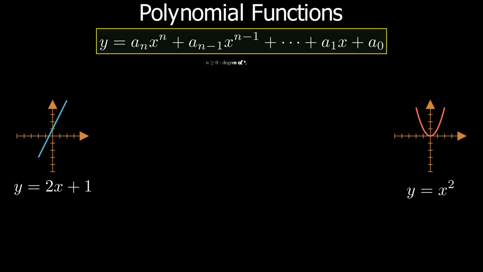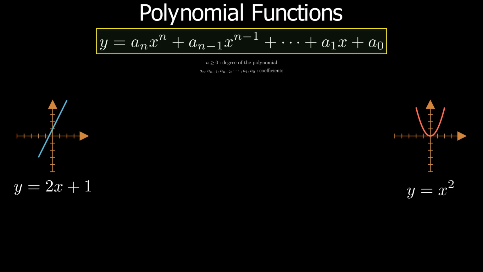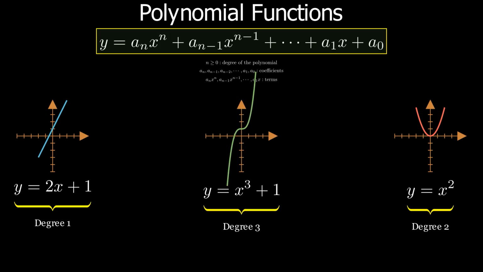Here, n is called the degree of the polynomial and the a's are called the coefficients of the polynomial. The individual monomials that make up the polynomial equation are called terms. The linear function on the left is a polynomial function of degree 1, as the highest power of x is 1. Similarly, the quadratic function on the right is a polynomial function of degree 2 because the highest power of x is 2. A third degree polynomial function would look something like this.